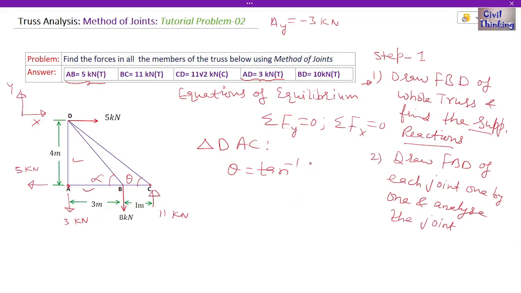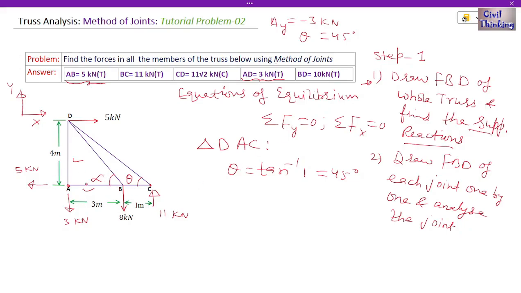So it is tan inverse of, the perpendicular is 4 meter, and the base of this triangle is 3 plus 1 meters, okay, because we are analyzing DAC, so it is 4 also, okay. So 4 divided by 4, it is 1, okay, and we know tan inverse of 1 is 45 degrees, okay. So we got the value of theta to be 45 degrees, okay.